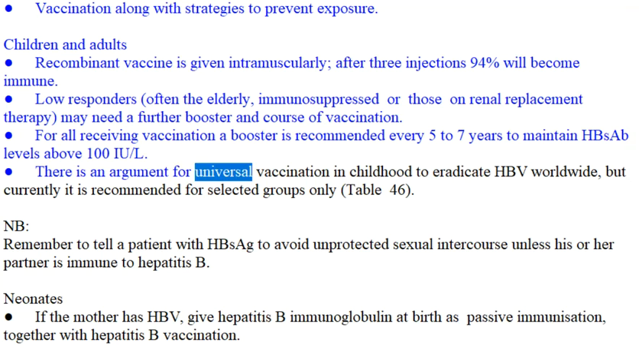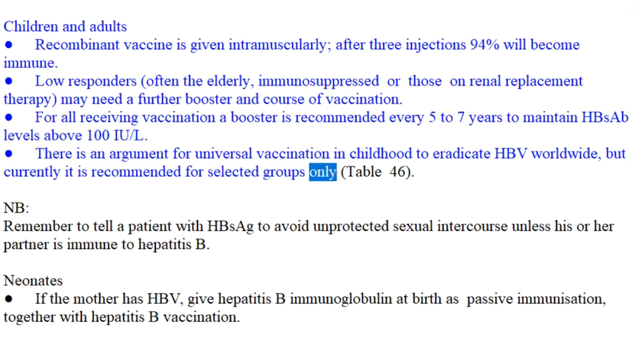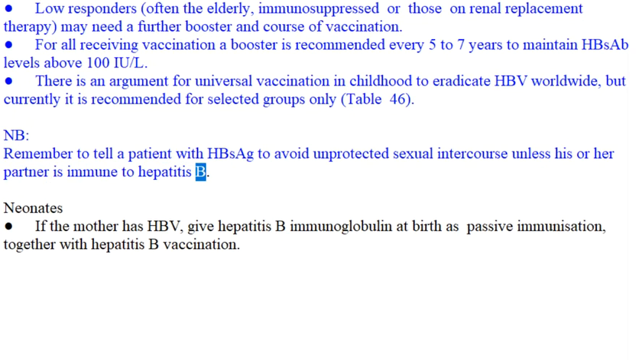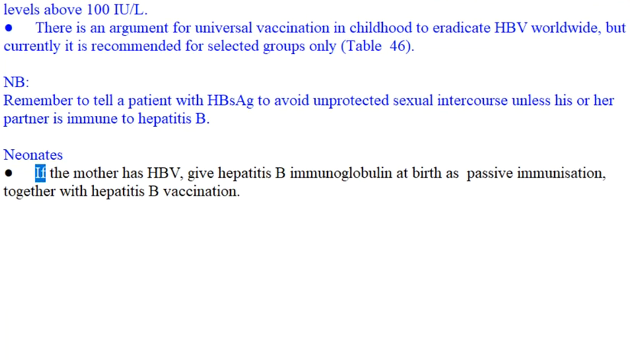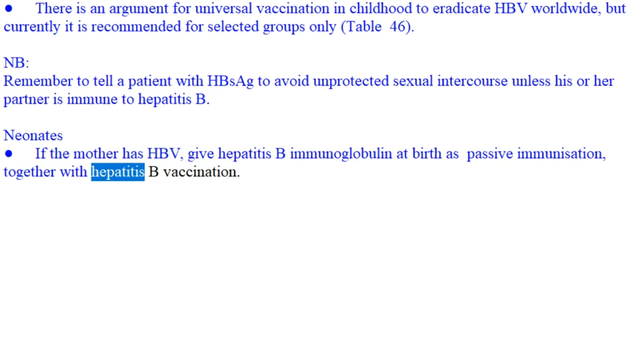There is an argument for universal vaccination in childhood to eradicate HBV worldwide, but currently it is recommended for selected groups only. Table 46. NB. Remember to tell a patient with HBsAg to avoid unprotected sexual intercourse unless his or her partner is immune to hepatitis B. Neonates. If the mother has HBV, give hepatitis B immunoglobulin at birth as passive immunization, together with hepatitis B vaccination.